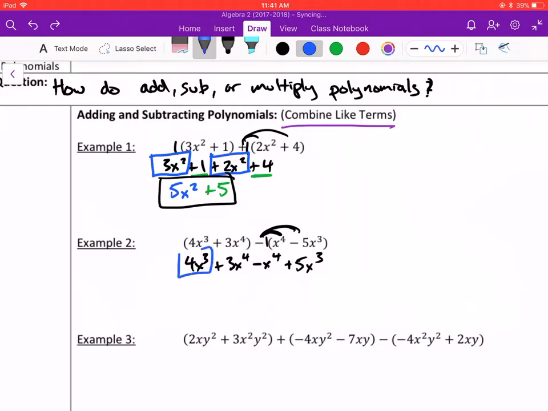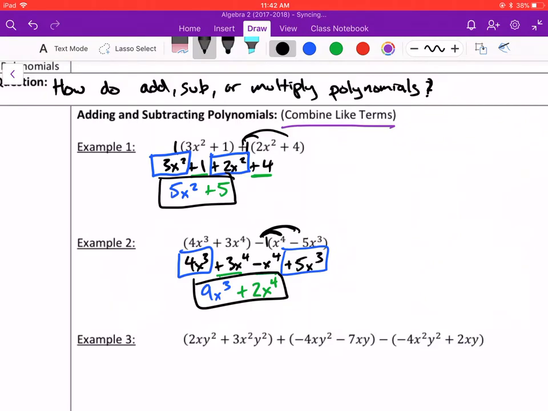So 4x cubed can be combined with any other x cubed, so I've got the 5x cubed here. And 3x to the fourth can be combined with the negative x to the fourth. So combine those. 4 plus 5 would be 9x to the third. And then 3 plus a negative 1, 3 minus 1, is positive 2x to the fourth. There's your answer. That's how you add and subtract.